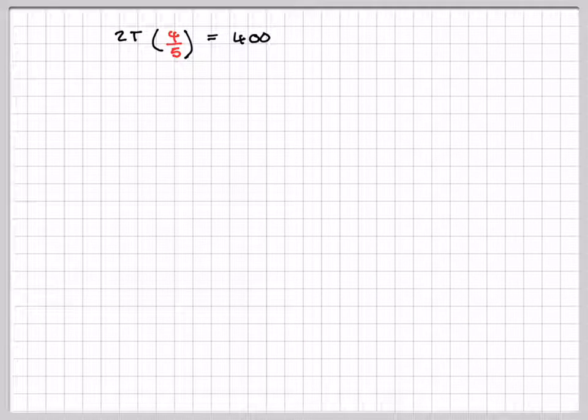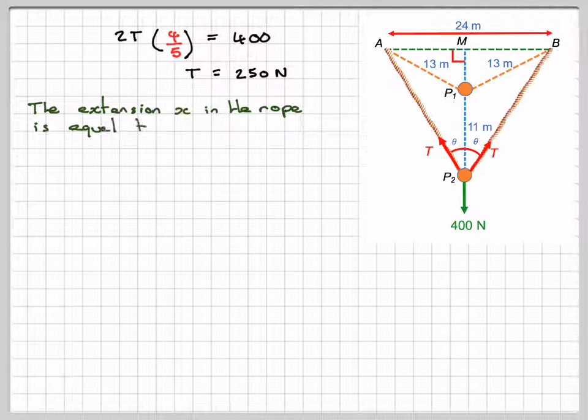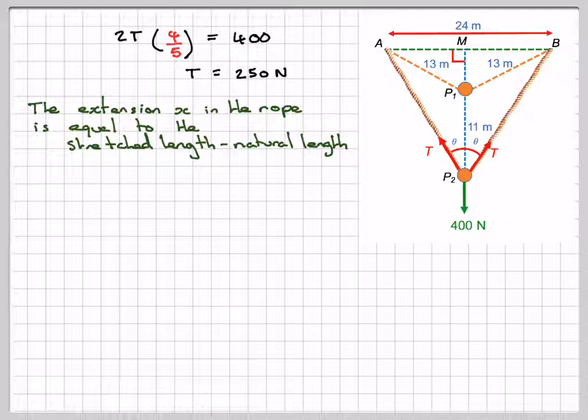Then substitute that in, we're going to get 2T times 4 over 5 is equal to 400, and rearranging that you get that T is 250 newtons. So we've got a tension of 250 in the rope. The extension x in the rope is equal to the stretch length minus the natural length. The stretch length was 40, the natural length is 26, this length here is 26, which gives me an extension of 14 meters.